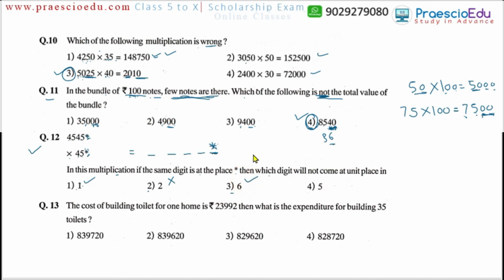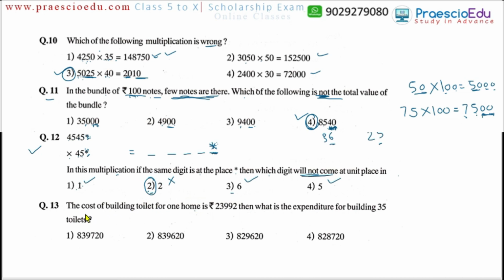Then 5, we know 5 multiplied by 5 is 25, means at the unit place there should be 5, means 5 can also become, and 5 is maintained here, means 5 also we can. But our question is asking which digit will not come, means this one. So option number 2 is correct.